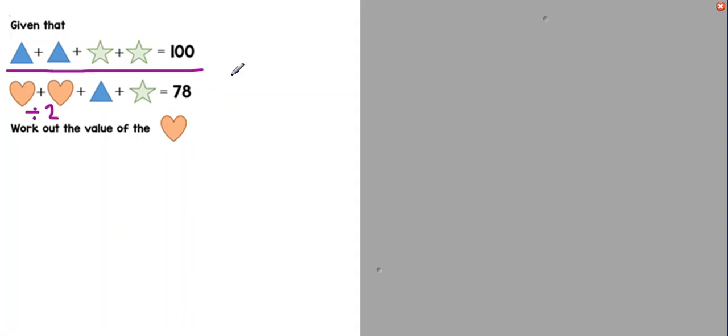Okay, so work out these ones first. So divide 100 by 2 first, and then you can work out how much each triangle is worth and how much each star is worth from there. Then subtract them from 78, divide it by 2, you get the value of the heart. Pause the video now and have a go. Let's have a look at the answer then.